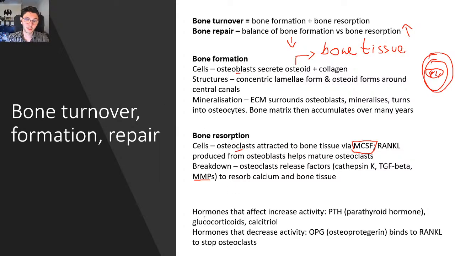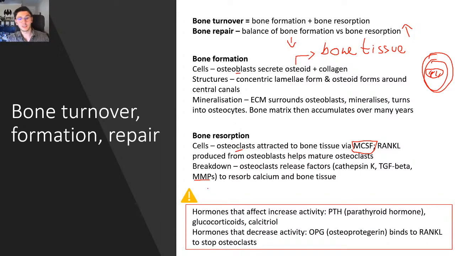Now, this is quite an important part here. We have hormones that increase the activity, which are your parathyroid hormone, glucocorticoids, and calcitriol, and hormones that decrease activity, which is your osteoprotegerin, which binds to RANKL to stop osteoclasts, and estrogen, which helps osteoprotegerin. And this is important for your exams. This comes up in questions, MCQs, MEQs. This is something you need to remember. And we'll have a question about that down the line.